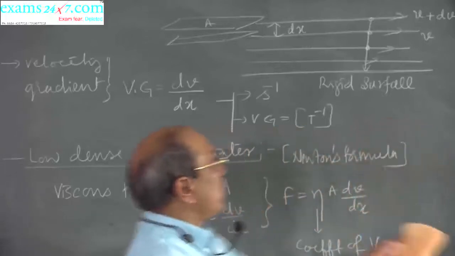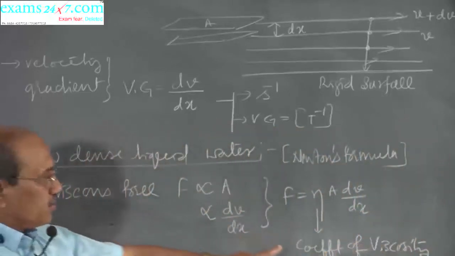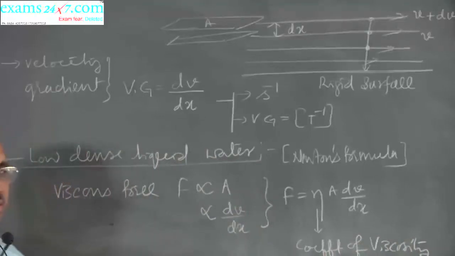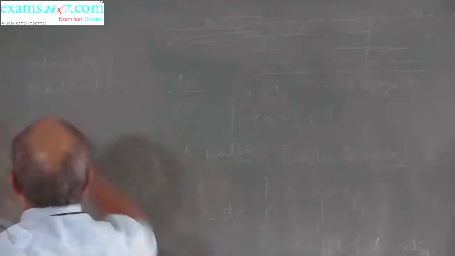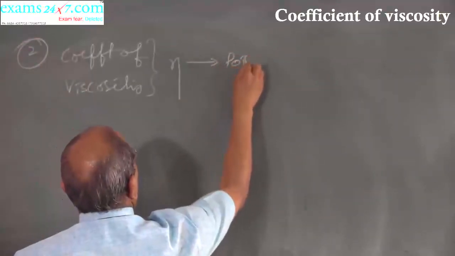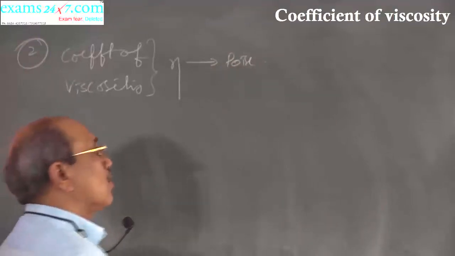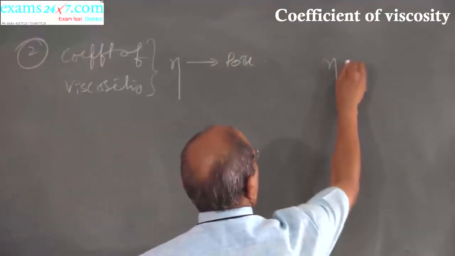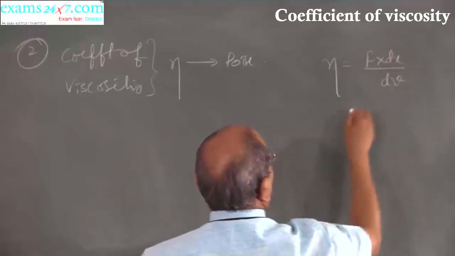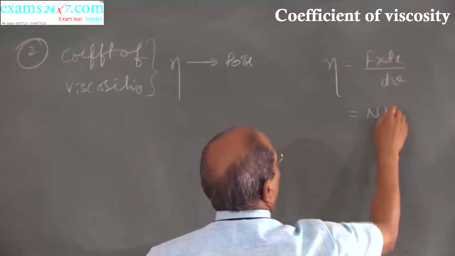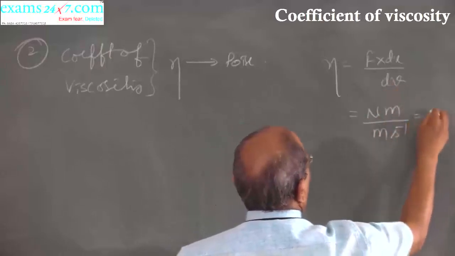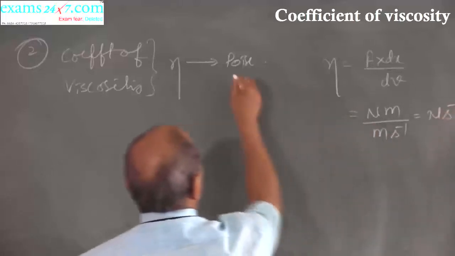So this coefficient of viscosity, we are defining and knowing its unit, and further on what factors it depends. It is measured usually in poise. If you take the coefficient of viscosity, it is equal to F into dx by A dv. If written in Newton, the unit is Newton second per meter squared.